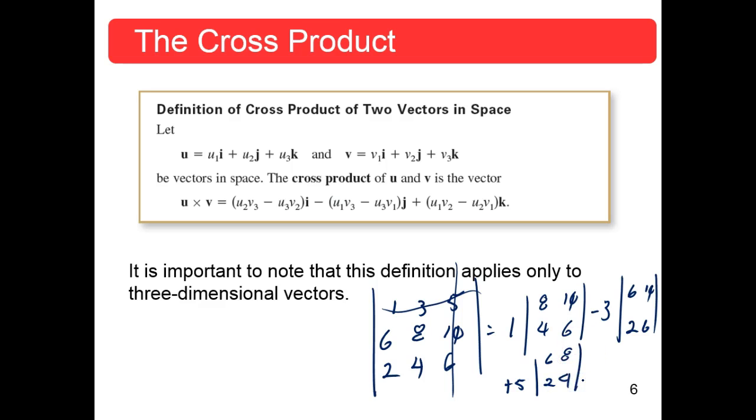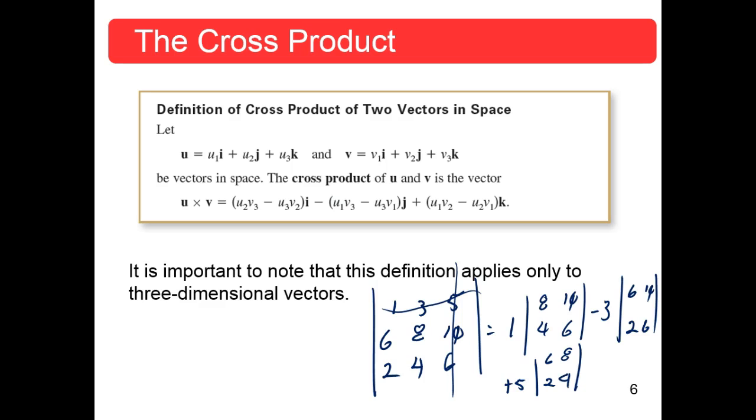Now you have 2 by 2s, and those are easy, right? This would be 48 minus 40. Remember? Main diagonal minus the product of the other diagonal. So that'd be 1 times 48 minus 40, that'd be 1 times 8. Minus 3 times 36 minus 20. That would be 16. So minus 3 times 16 is 48. So this is 8 minus 48 is minus 40.